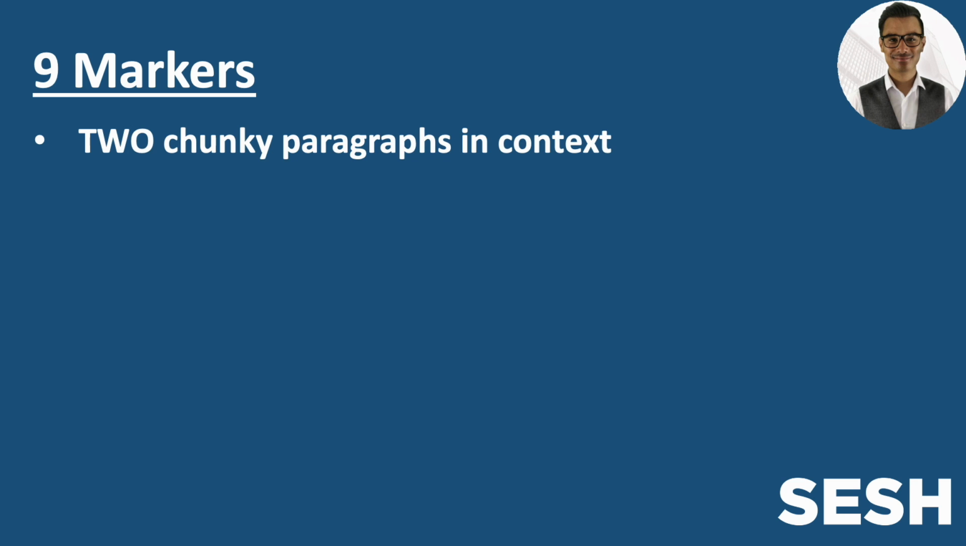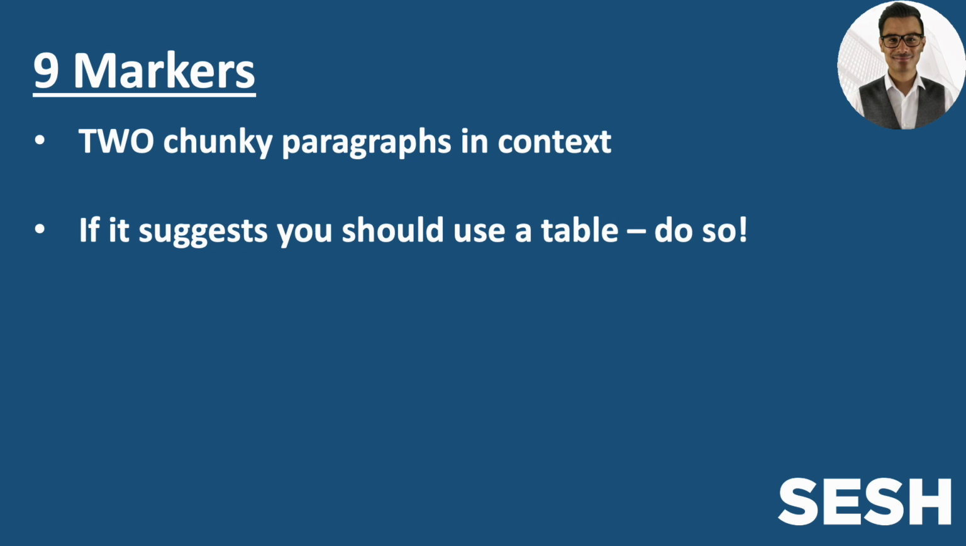They're likely to be followed by a 9 marker. 9 markers, usually 2 chunky paragraphs in context. Unless it does stipulate 1, then go for the 2 paragraph approach. It's safer, and it's likely to allow you to be more detailed in your approach. And if it suggests you use an appendix or a table, please do so. It's there to help you. You'd be surprised how many students missed that in previous years. Despite being in bold, use this table, use this figure, you forget to use it. So make sure you do that, and that will access you into the top levels.